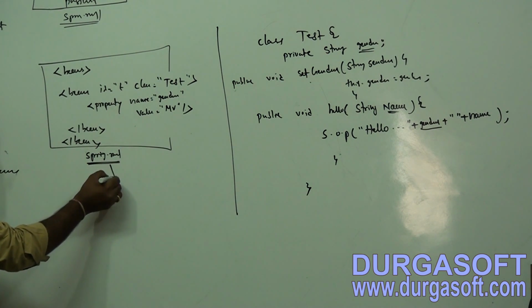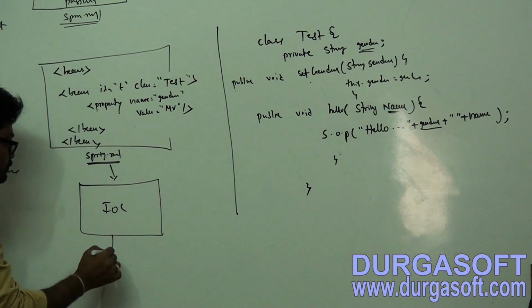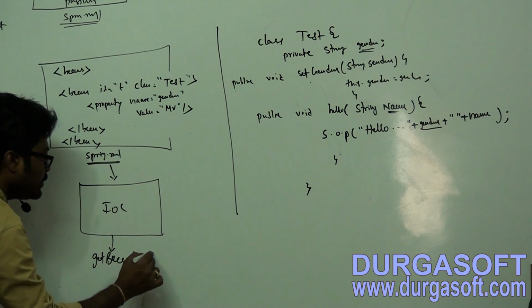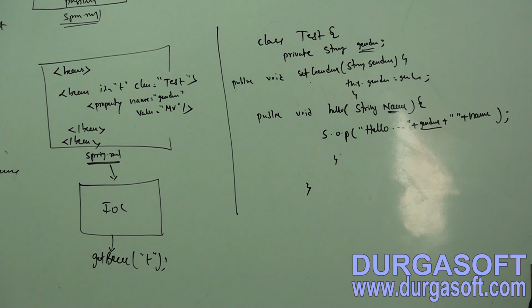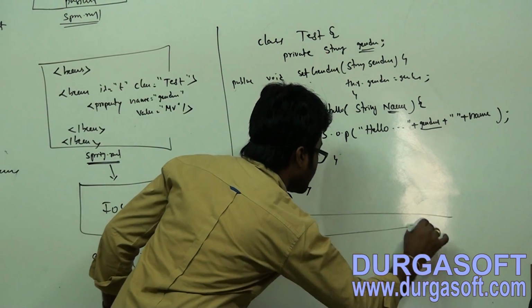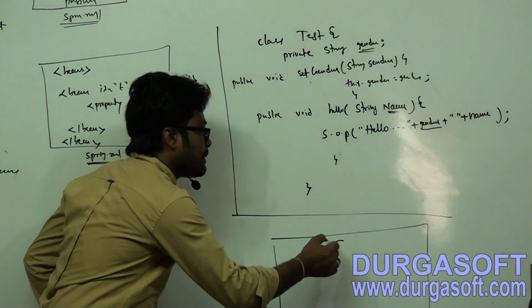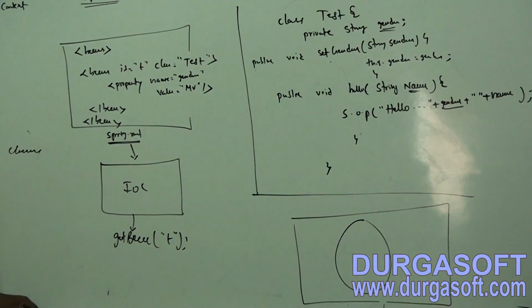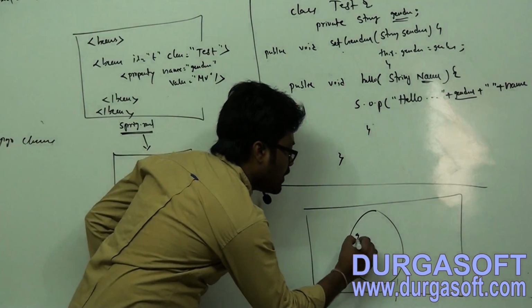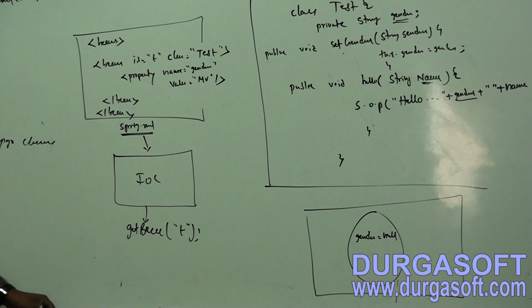Then load it into the IOC container and call the getBean method, getBean of t. Which reference will it return? It will create one Test class object. By using which constructor will it create the Test class object? By using the default constructor. While creating through the default constructor, what will the gender value be? The gender value will be null.